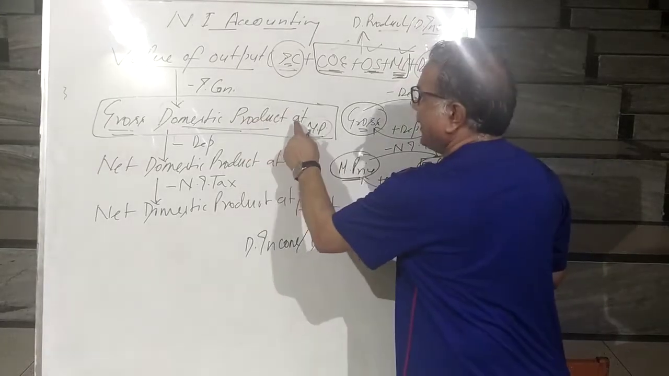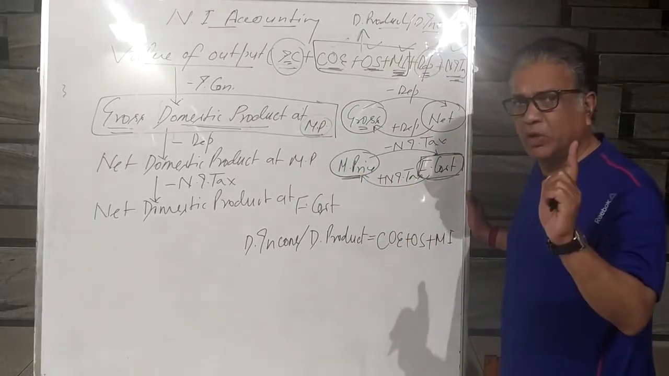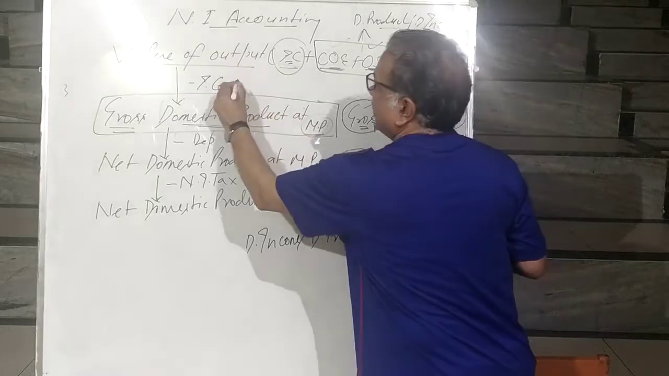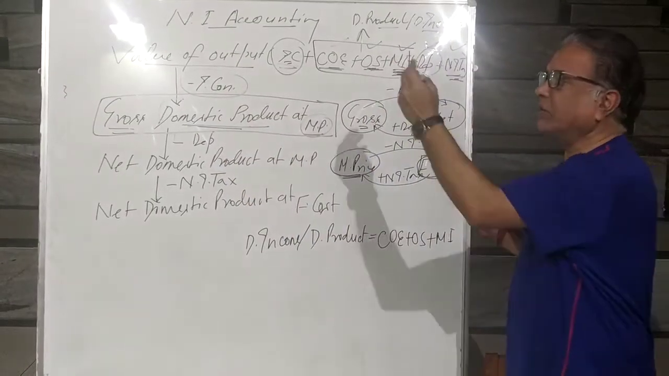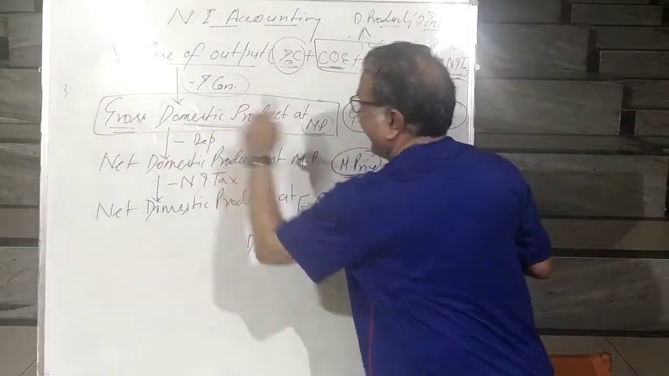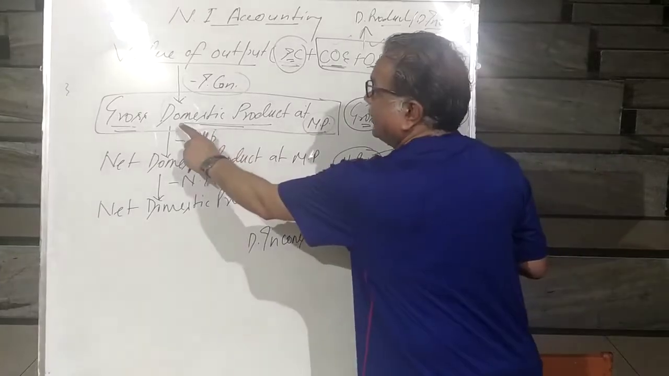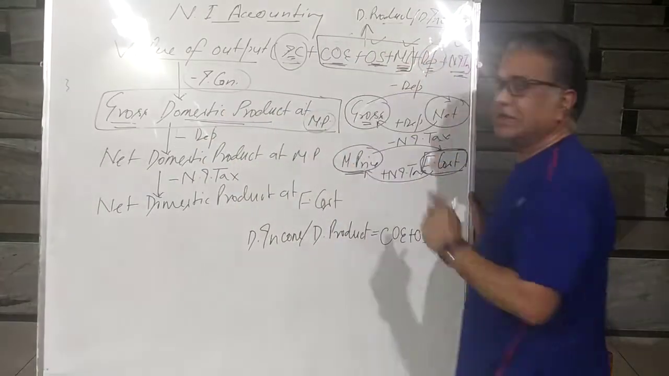Gross domestic product at market price means the value of all type of goods? No, wrong. Why? Because from all type of goods, intermediate goods have been excluded, have been removed. So here if you say the value of all type of goods, then you are wrong. Here we are taking the value of only final goods. The value of intermediate goods has been subtracted.